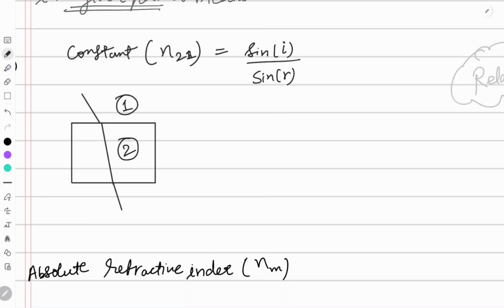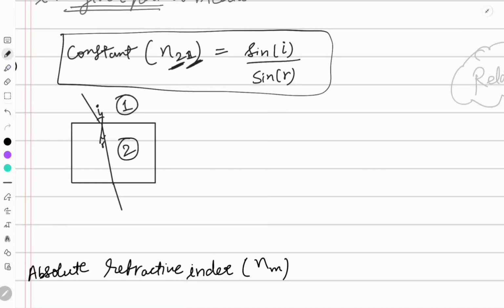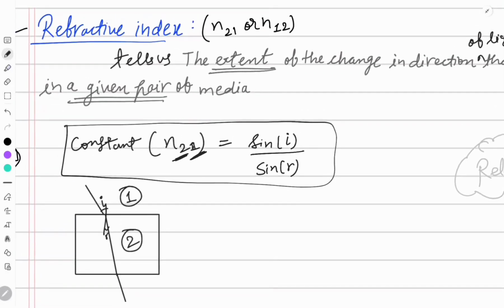That is called n21. Why do we define it as n21? Because we have defined it that this particular angle r and this particular angle i have this particular relation, right? So we call it the refractive index of the second medium with respect to the first medium, right? So that is what refractive index is. It tells us the extent. It tells us the angle actually. It gives us the angle at which the light will bend in the other medium, right?